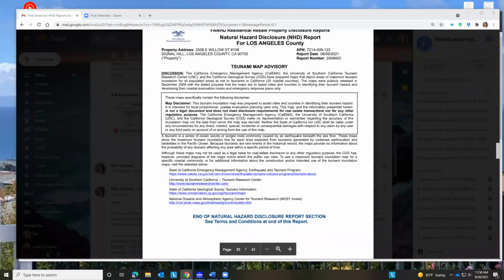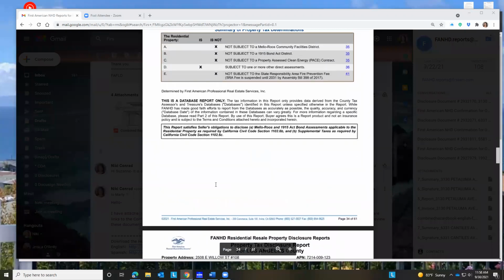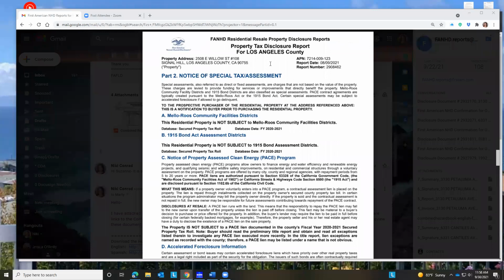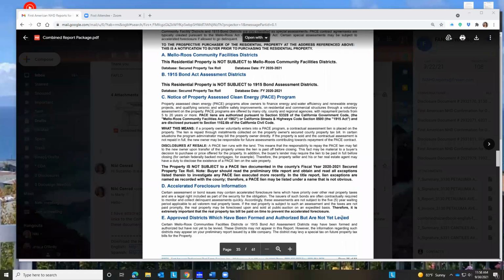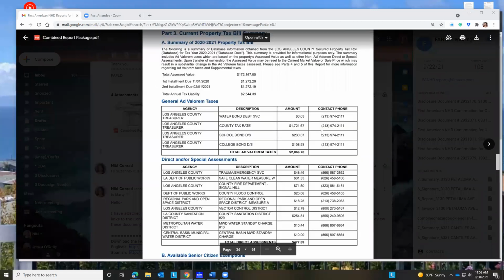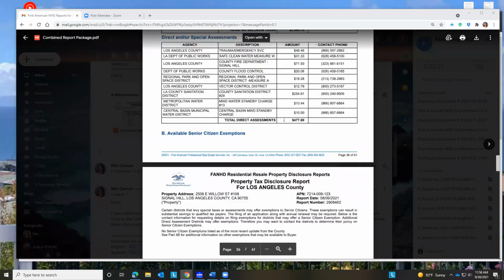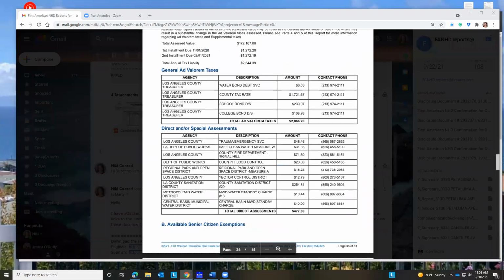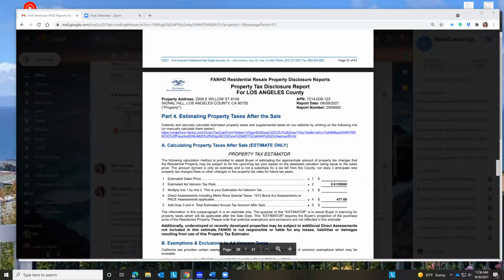Special tax assessment. This talks about special tax assessments in the specific property. There is also a breakdown of the tax bill. Okay, if you ever have any questions, point the clients to this area. Okay, really important.